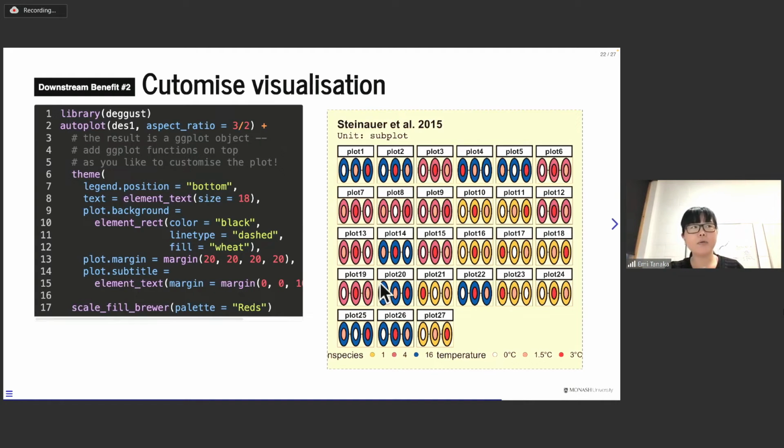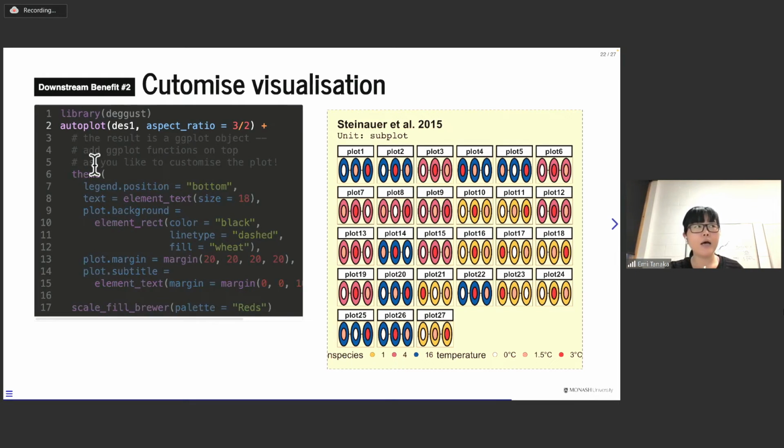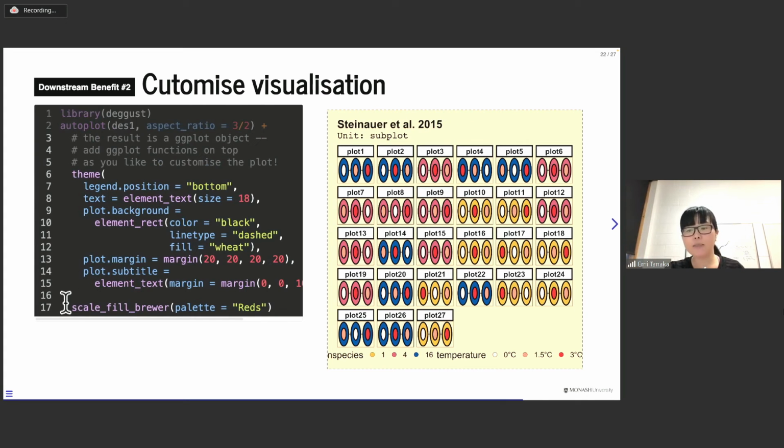In terms of how you modify it, well, it is a ggplot object. So you can just use whatever ggplot functions on top of it, to customize it. So anything you see from line 6 to 17 is essentially not from my package, but from the ggplot package. And you'll see the modification that you see on the right.